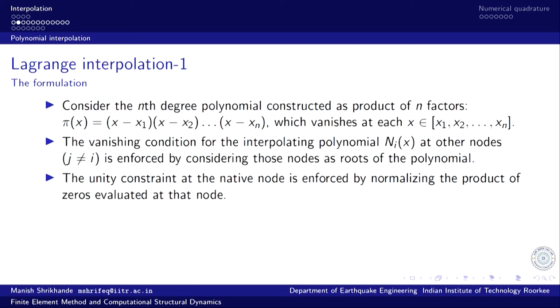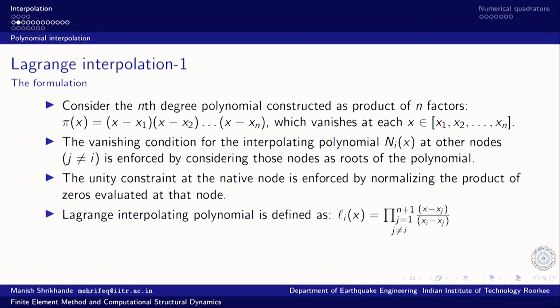Now, the other constraint that is required is that it should evaluate to unity at its native node. So, n 1 of x should evaluate to unity at x 1 and it should vanish at all other nodes. The vanishing condition is enforced by making the other nodes the roots of this approximation function, and that is easily done by just multiplying x minus x 2 by x minus x 3 by x minus x 4 and so on.